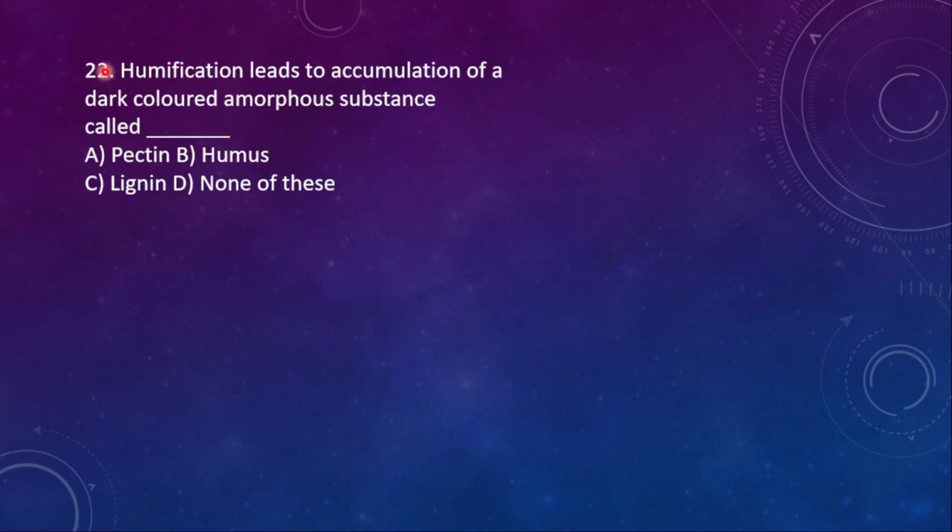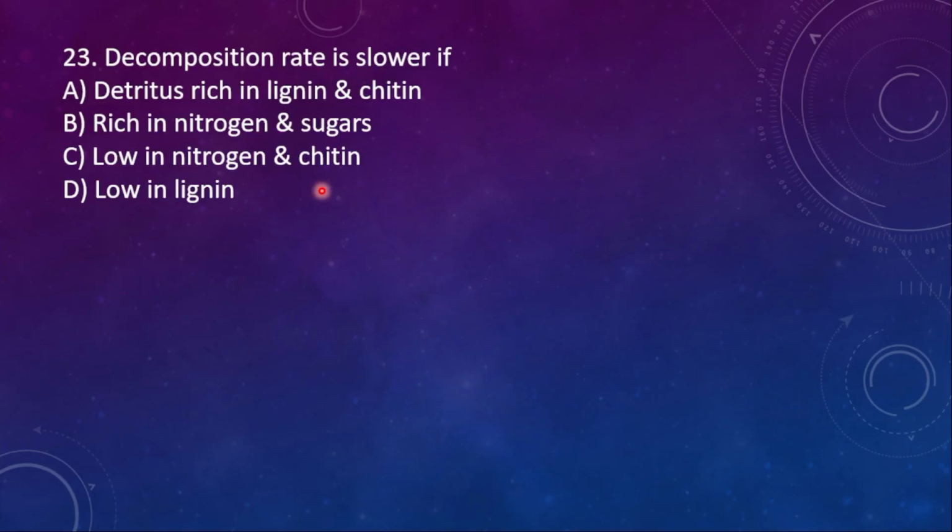Fragmentation. Next, humification leads to accumulation of a dark colored amorphous substance called dash. A. pectin, B. humus, C. lignin, D. none of this. Here the right option is B, humus. Next, 23. Decomposition rate is slower if detritus is A. rich in lignin and chitin, or B. rich in nitrogen and sugar, or C. low in nitrogen and chitin, or D. low in lignin. Here the right option is A.